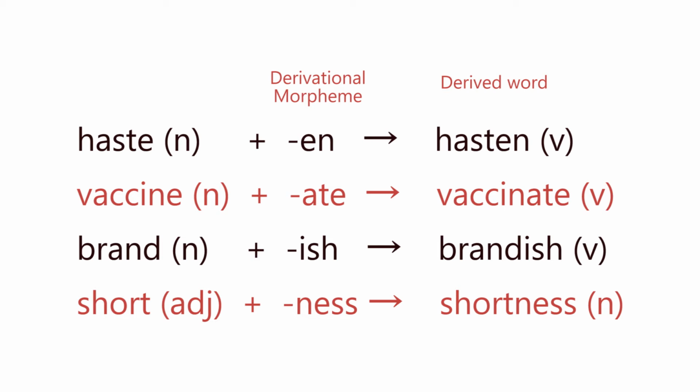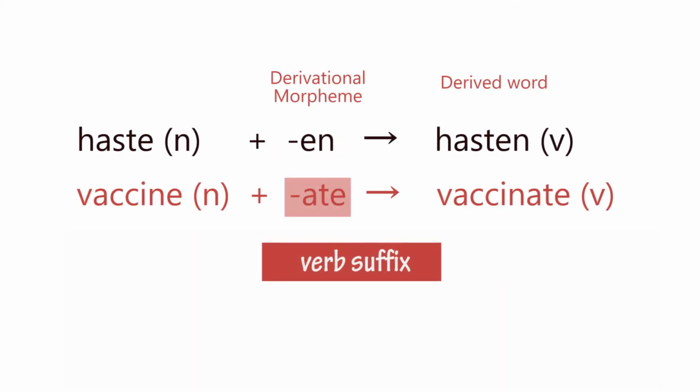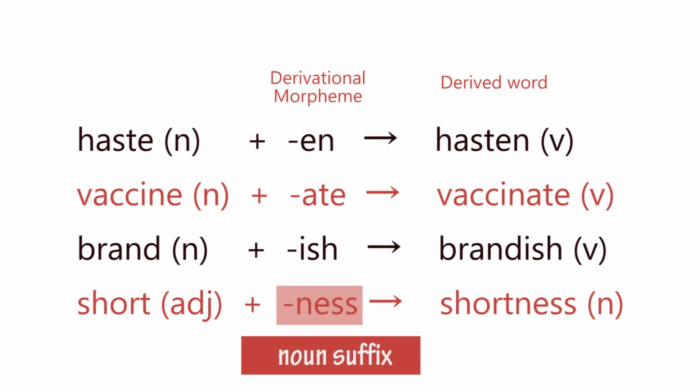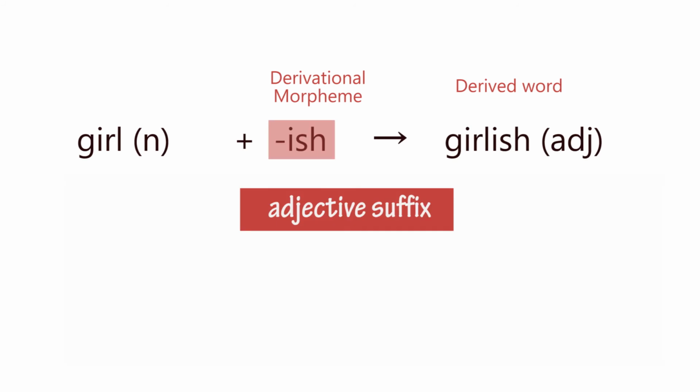So in order to be familiar with the language of derivational morphology, for example, in the case of hasten, -en at the end of hasten is a verb suffix. It means it gives you a verb. And vaccinate, -ate, is a verb suffix. Brandish, -ish is a verb suffix. Shortness, -ness is a noun suffix. But you could say girl, noun, and then girlish. So we have another -ish, which is an adjective suffix.